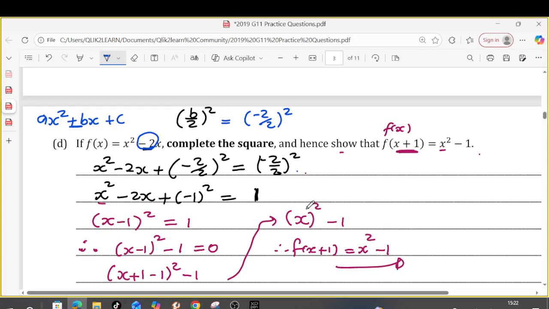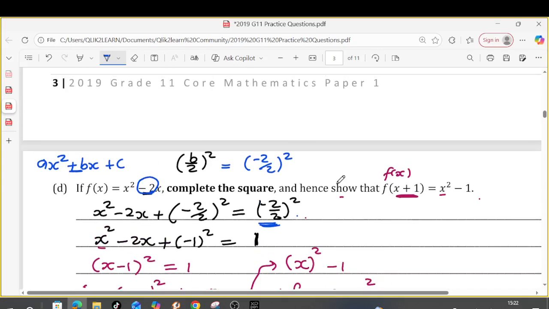Let me explain this. Zandile suggests that instead of equating this to minus 2 over 2, whatever you are adding, make sure that you subtract. What Zandile suggests is that, you see, someone will prefer what Zandile is saying.